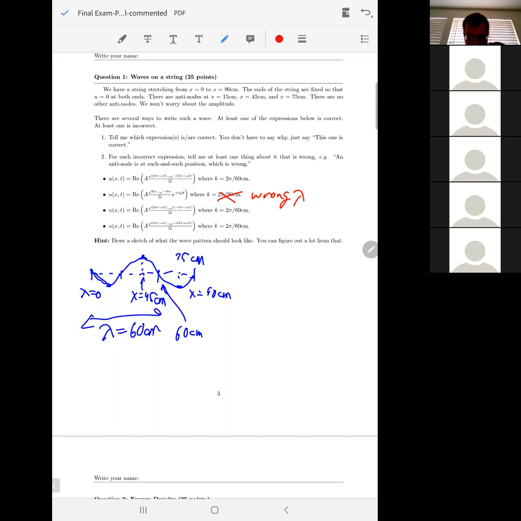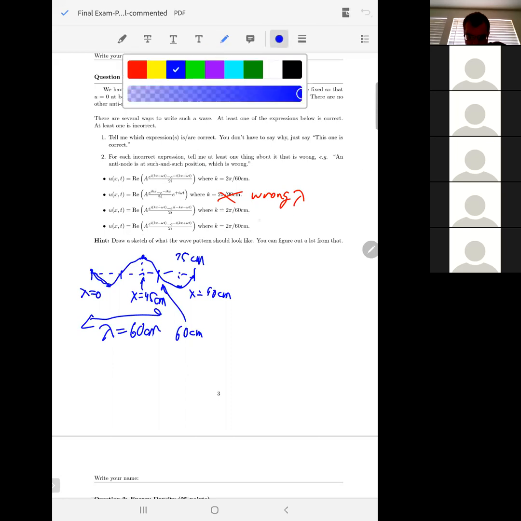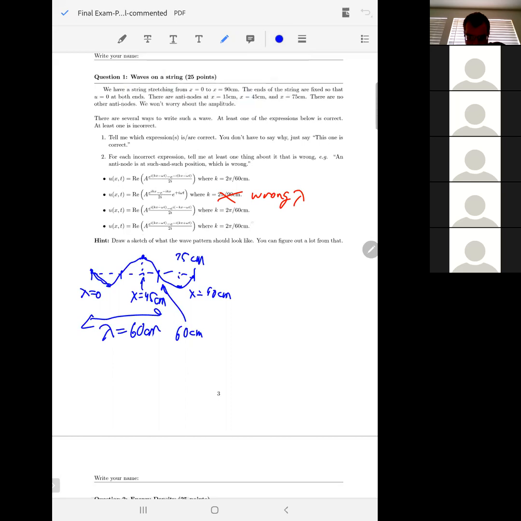If I look here, I've got a function that is always 0 at x equals 0, because I could factor out the e to the i omega t. As a matter of fact, let's factor out the e to the i omega t from all of them. If I look here, I've got e to the i kx, e to the minus i omega t, minus e to the i kx, e to the plus i omega t. So this one I can't factor out that time dependence. I can't factor out the time dependence.